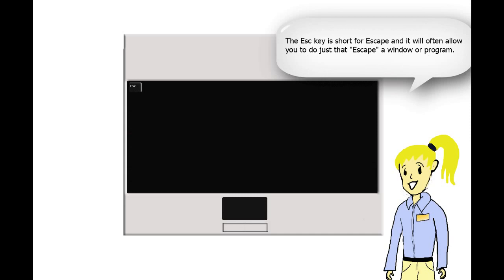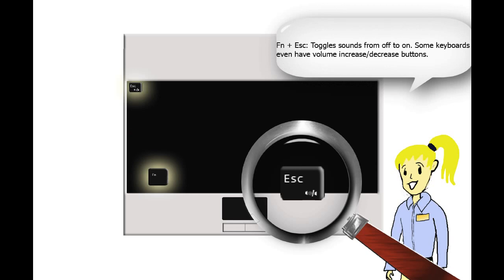The ESC key is short for escape, and it will often allow you to do just that, escape a window or program. Function plus escape toggles sound from off to on. Some keyboards even have volume increase-decrease buttons.